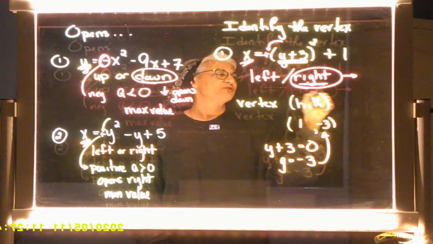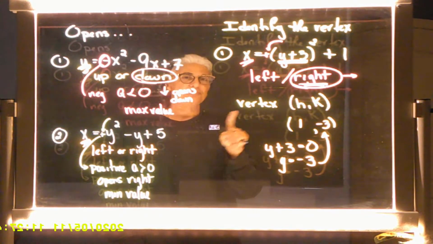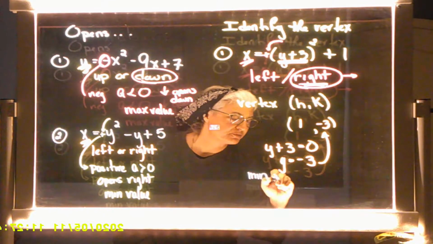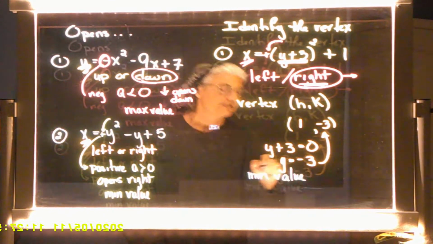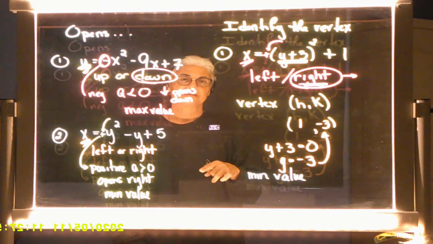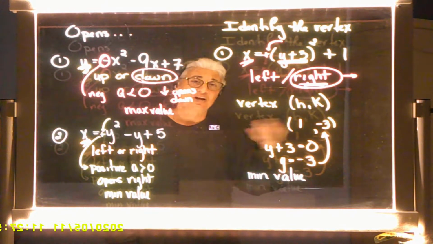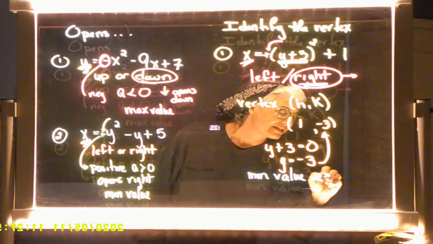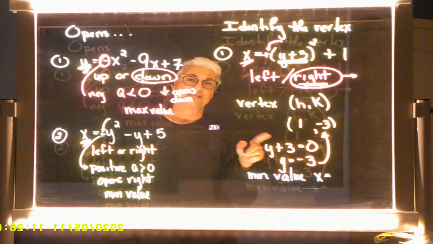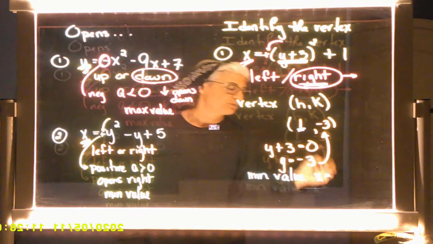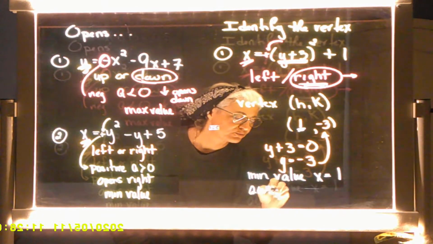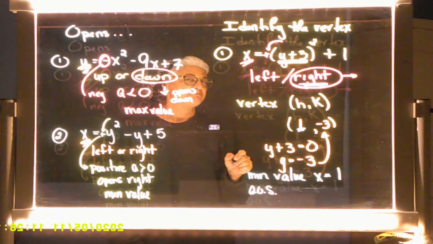Since it opens to the right, min or max? Good, a minimum value. And your minimum value, is it going to be an x or a y? Still an x, because we're talking about left and right, so still an x. And in this case, x doesn't have a choice. X has to be equal to, good, 1. How about that axis of symmetry, that runs right through the middle of it?